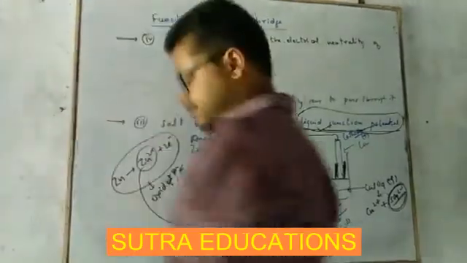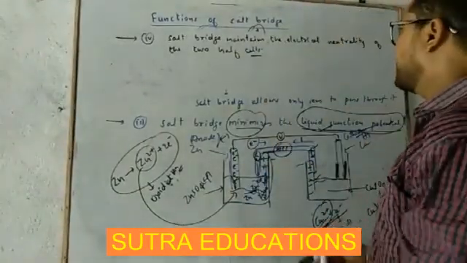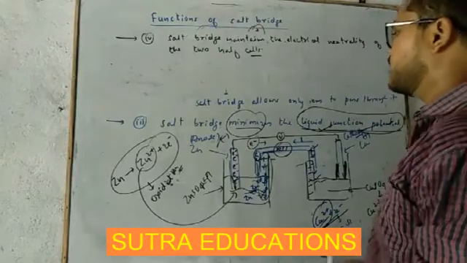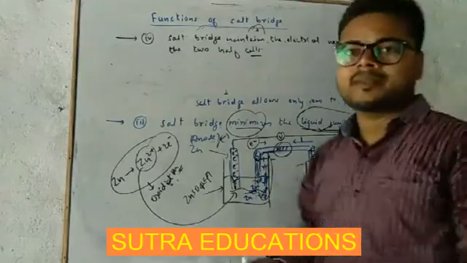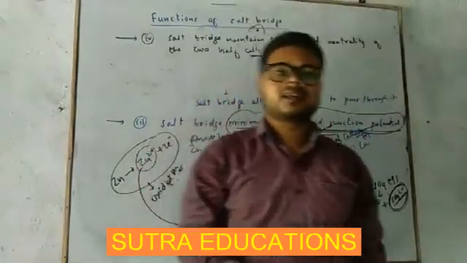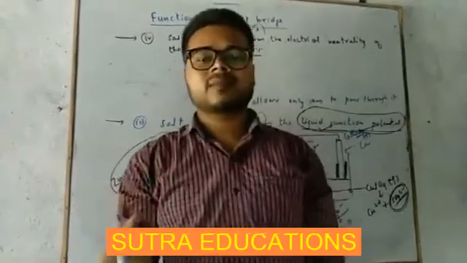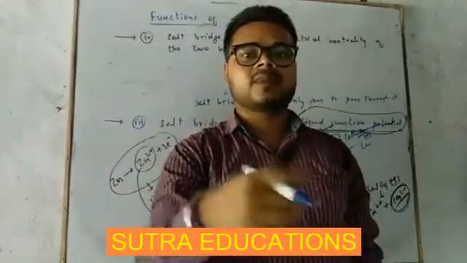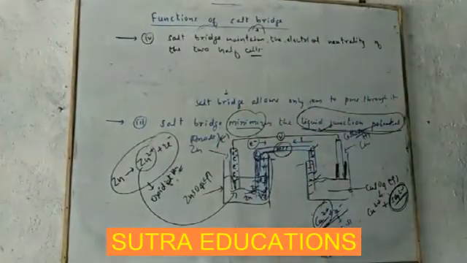Getting this? Salt bridge maintains the electrical neutrality. How? It is maintaining the excess of positive and negative charge by supplying its ions, Cl minus and K plus. Getting this? So it maintains the electrical neutrality.